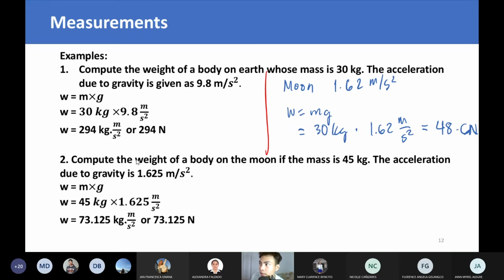So, next one, we have this problem. Compute the weight of a body on the Moon if the mass is 45 kilogram. Ito na pala, ginugol ko pa. Hindi nagbabasa. Okay, so, 45 kilogram. Ayan yung gravitational acceleration. So, multiply mo lang yung mass sa g, and then you will end up with 73.125 newtons. Magaan pa rin yan, okay?